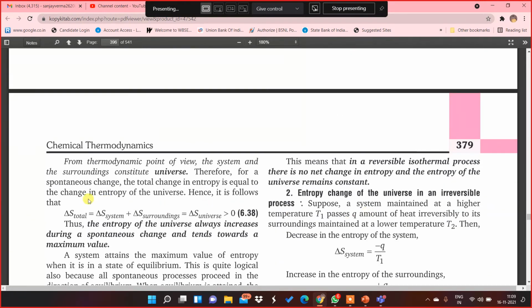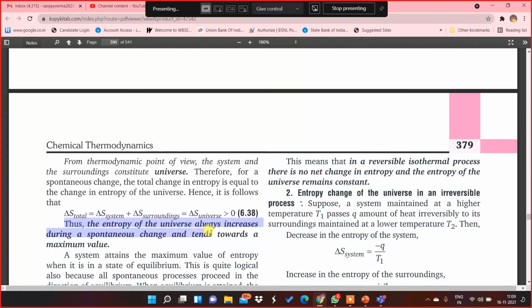From the thermodynamic point of view, if we add the system and the surroundings, we get the universe. Therefore, for a spontaneous change, the total change in entropy is equal to the change in entropy of the universe. Hence, delta S total, which is delta S system plus delta S surroundings, is equal to delta S of the universe, which is greater than 0. Thus, again, remember this for objective questions.